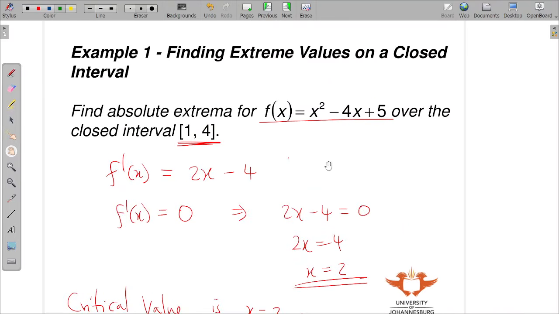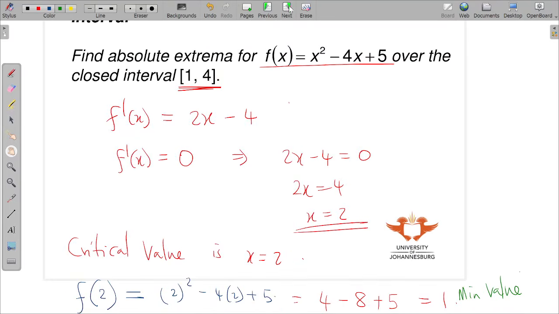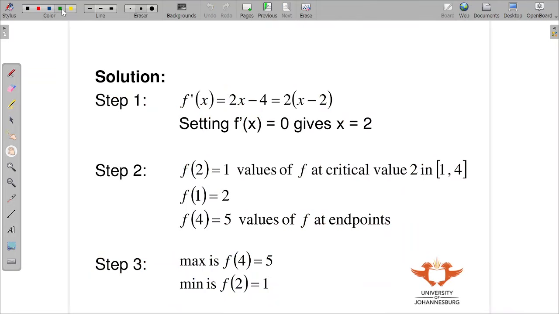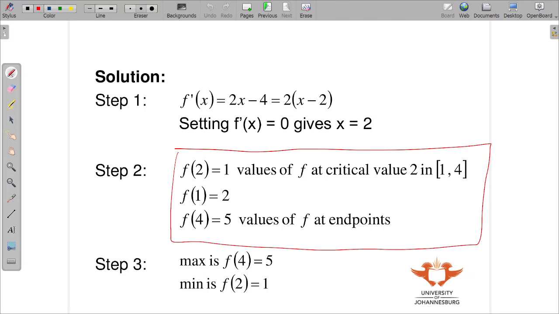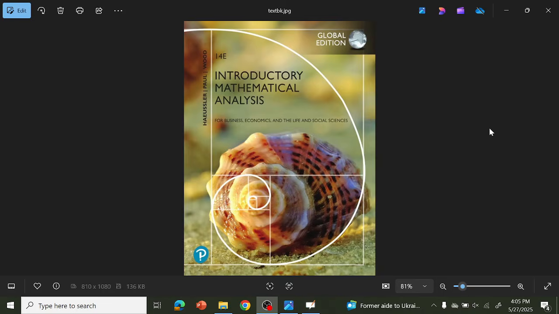Please ensure that you understand. That is all we have done. So this is the maximum, while this is the minimum. Maximum and then minimum. Please make sure you understand.